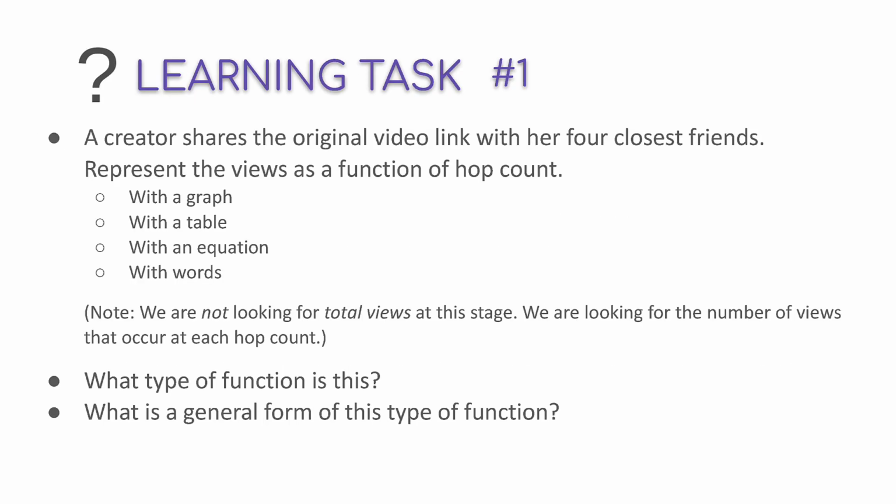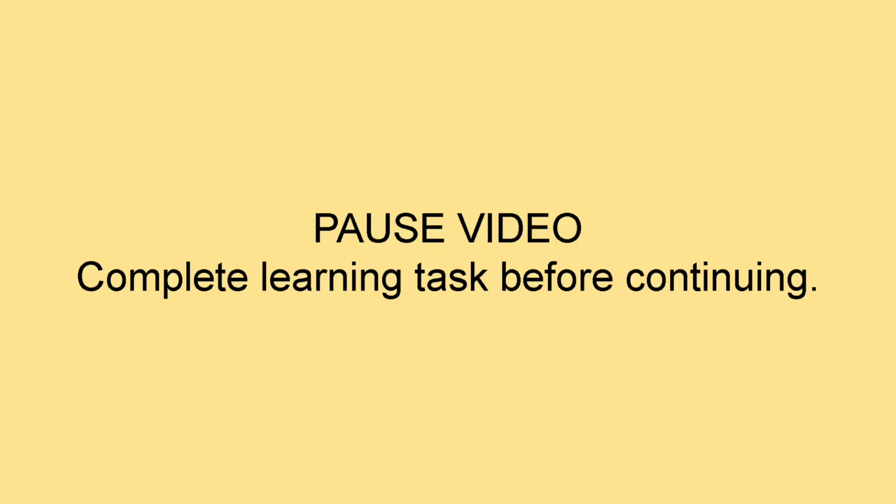Learning task 1. A creator shares the original video link with her 4 closest friends. Represent the views as a function of hop count, with a graph, with a table, with an equation, and with words. Note, we are not looking for total views at this stage. We are looking for the number of views that occur at each hop count. What type of function is this? And what is a general form of this type of function? Pause the video and complete the learning task before continuing.